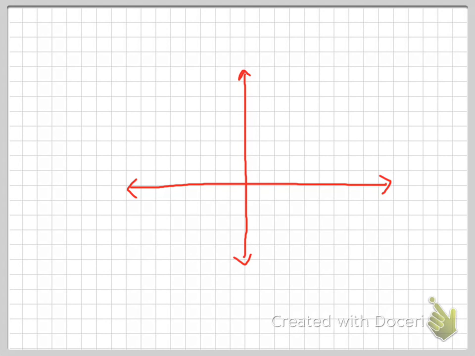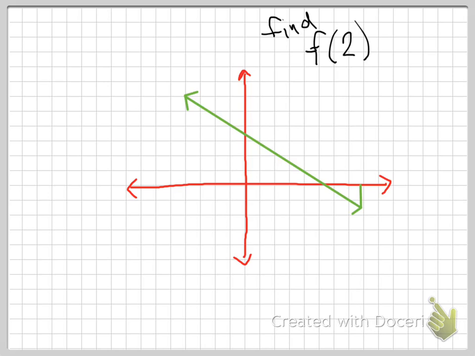Okay, so they also can give you a graph. And they can say things like, find f of 2. And so what they want you to do, the green part is the function. So a function can be written in an equation, it can be written in a graph, and it can be written in a table, and a story problem. So I just got done showing you functions that are written in an equation. Now this function is written in a graph. So the function is the green graph, and they're asking you to find f of 2.